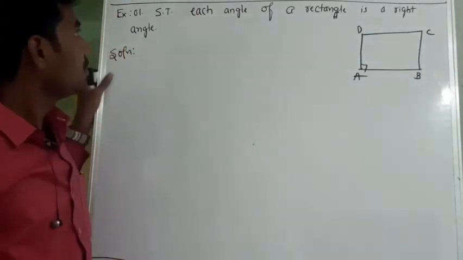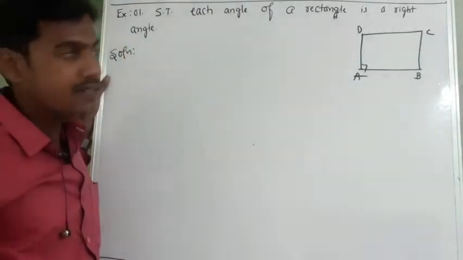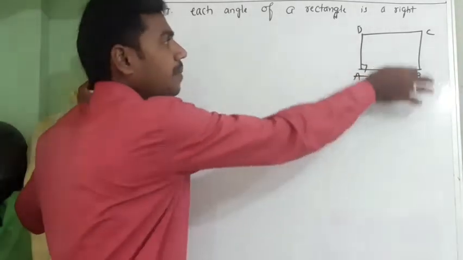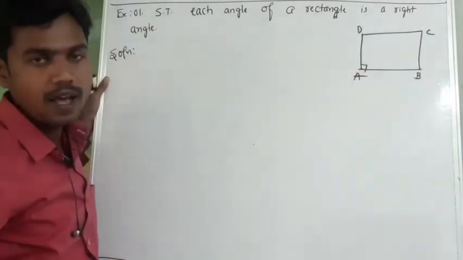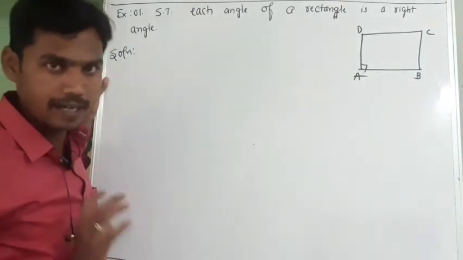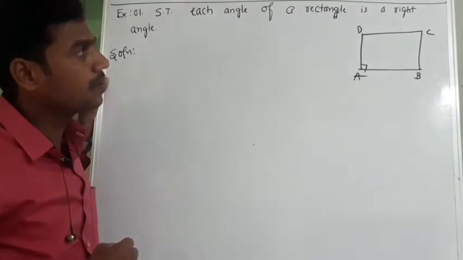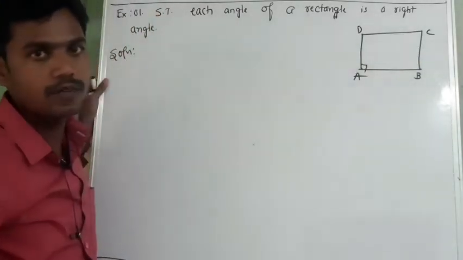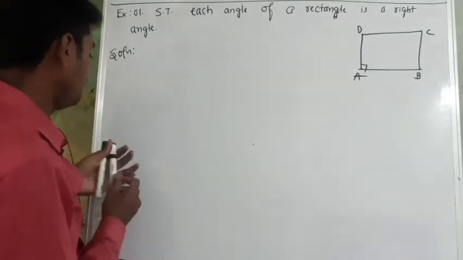First example: show that each angle of a rectangle is a right angle. I have considered ABCD as a rectangle, and we know one of the angles in a rectangle will be equal to 90 degrees. But they are asking us to show that all the angles of a rectangle are equal to 90 degrees.